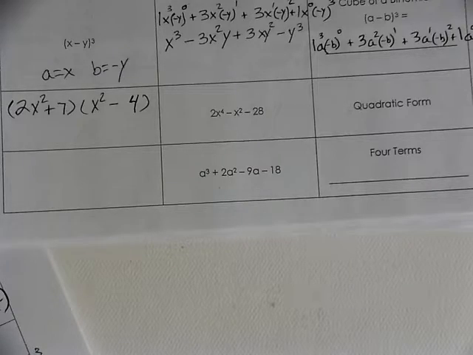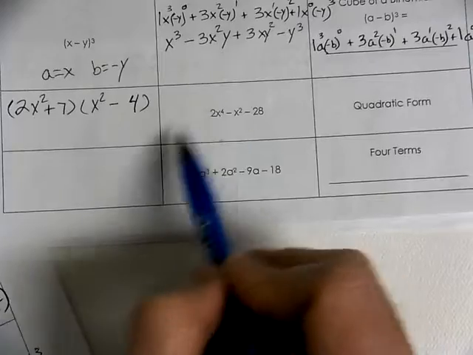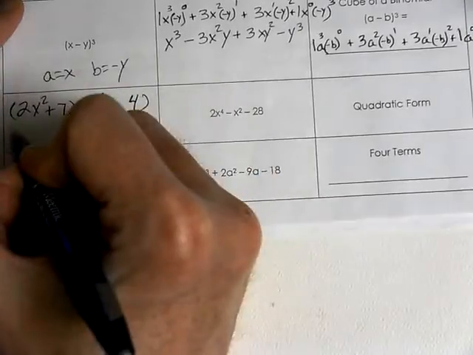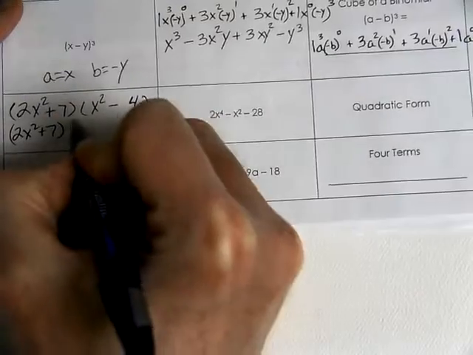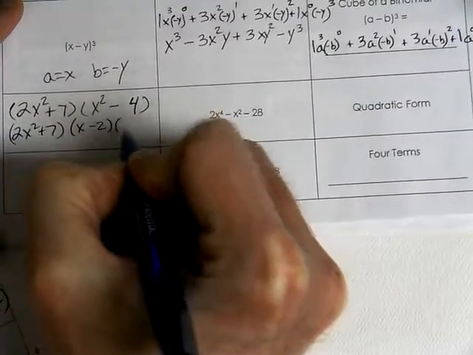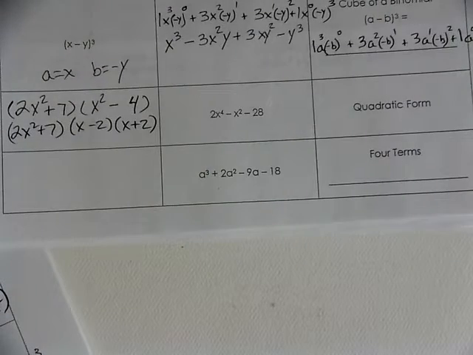If you don't like those special numbers going through your head, then you should make your chart and factor this by grouping. This is 2x squared plus 7, x minus 2, x plus 2, because that's still the difference of two squares.